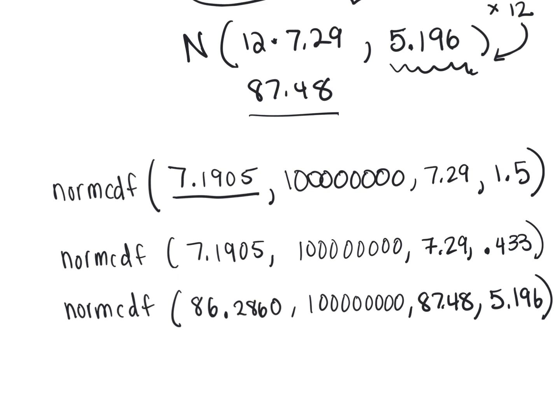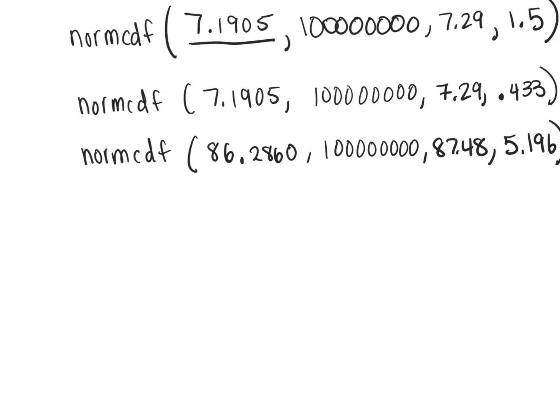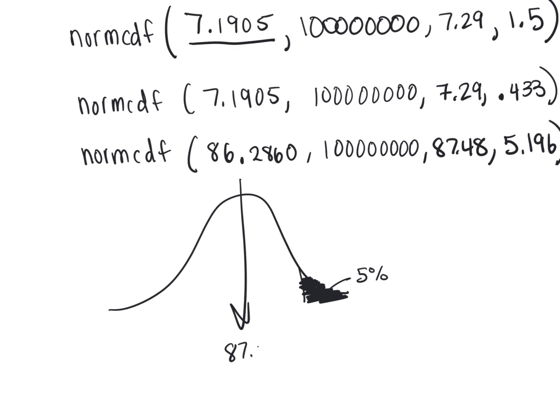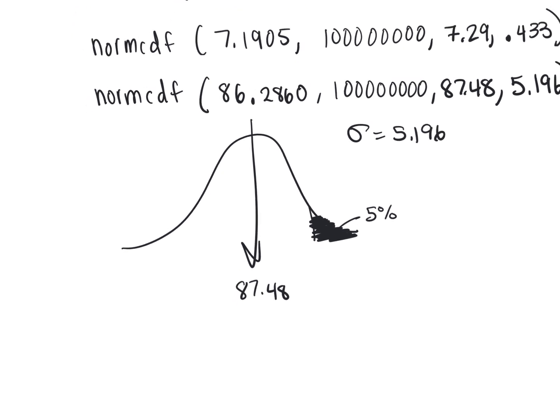The owner of McDonald's gives a coupon for a free sundae to the 5% of 12 people who spend the most money. Right? So 5% of all groups of 12 people who spend the most money. Right, so we want the upper 5% of 12 people who spend the most money. The curve that I'm going to use is this 87.48 because we're summing the most money. Standard deviation is this 5.196. And I want this upper 5%, so I'm going to go inverse normal.